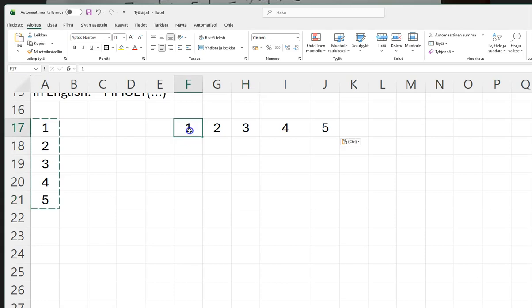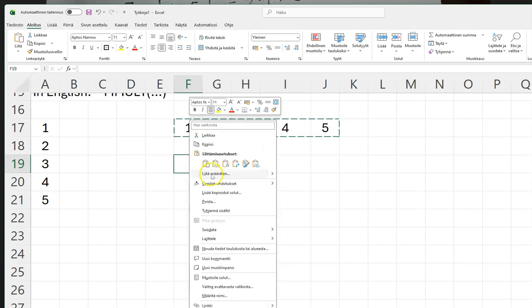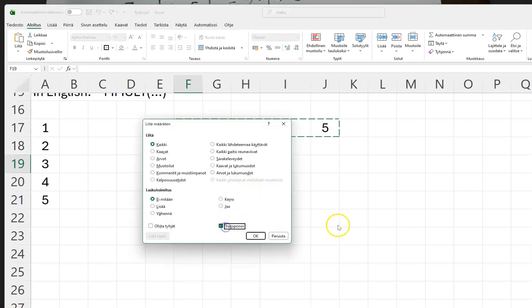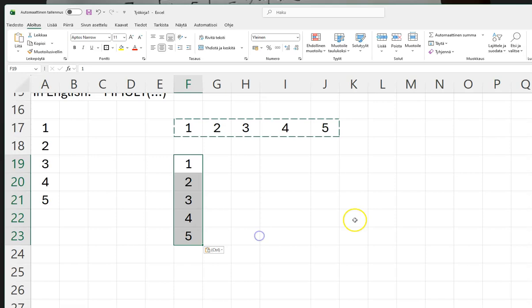And also, if you have those values in horizontal position, but you want to give them in vertical position, then you again copy those numbers, select the place where you want to add them in vertical position. Again I chose paste special, liitä määräten, and transponoi, transpose, and OK. Now it gave it in the vertical position. We could also use the formula.